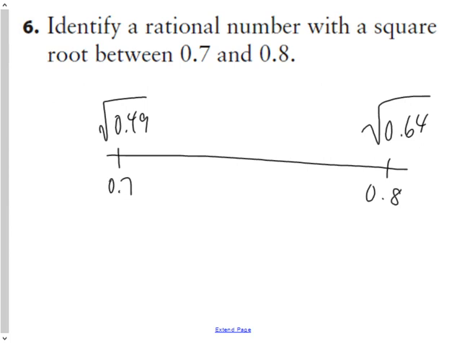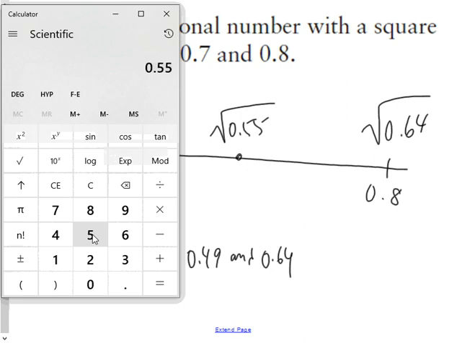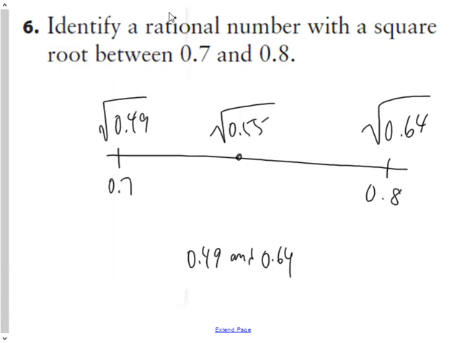So any number that falls between 0.49 and 0.64 will have a square root between decimal 7 and decimal 8. Just to be clear, if I put something in between there like 0.55, the square root of that would be somewhere in between, probably close to decimal 7.5 really. I grab my calculator and ask, what is the square root of 0.55? And it's 0.74, which is between 0.7 and 0.8.